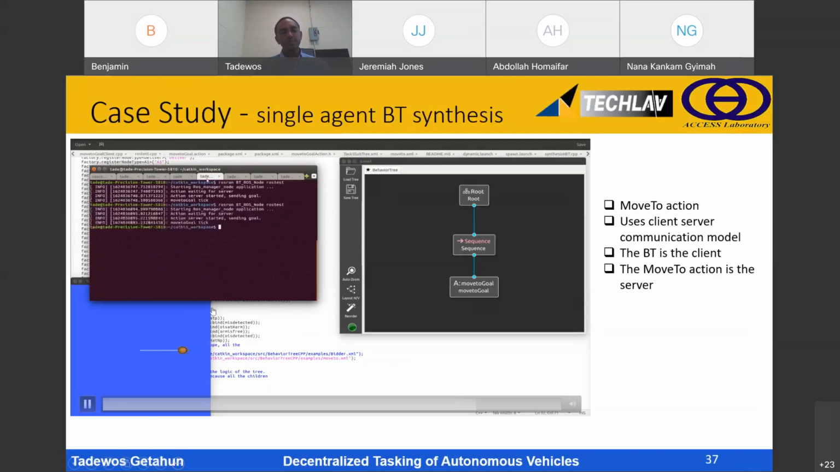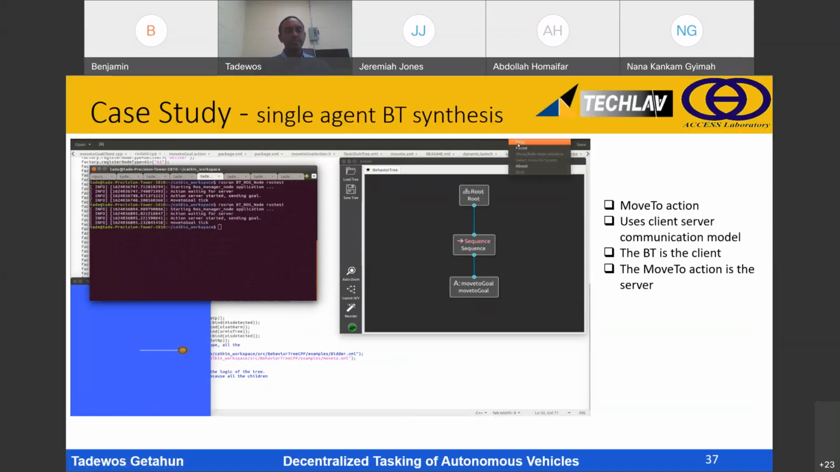The behavior tree for this case is simple. I only implemented the move to, that's why I'm showing you the move to. The pick and the detect are not implemented, but I will implement them for a future demonstration. For now, just for the move to, the behavior tree shown here will be executed to satisfy the mission goal.